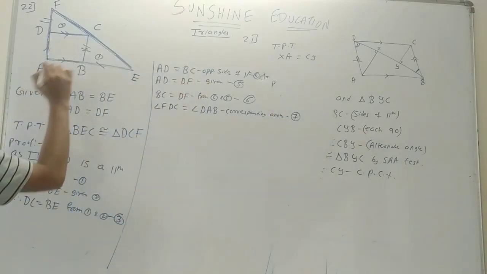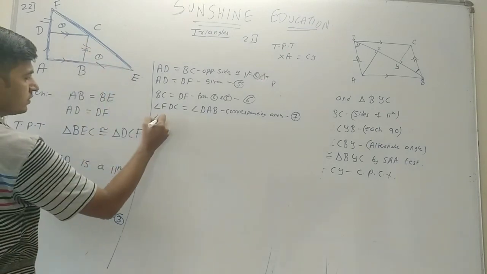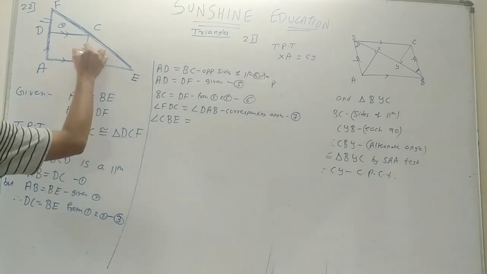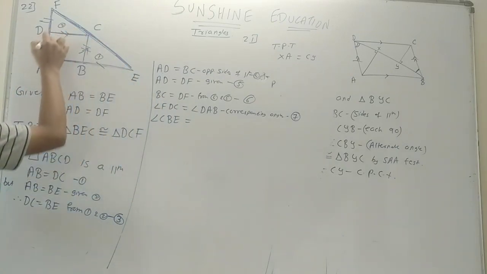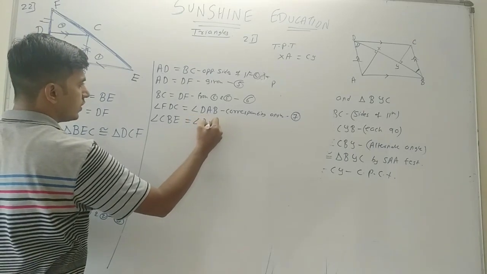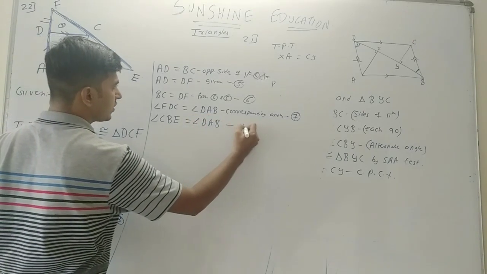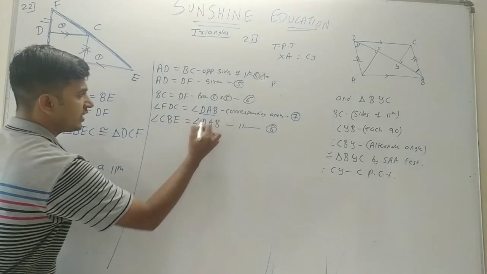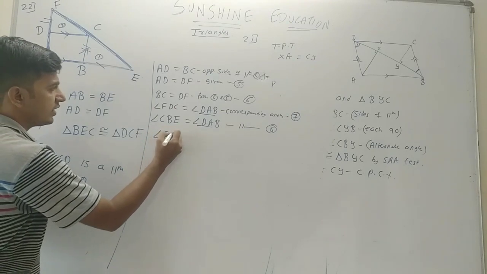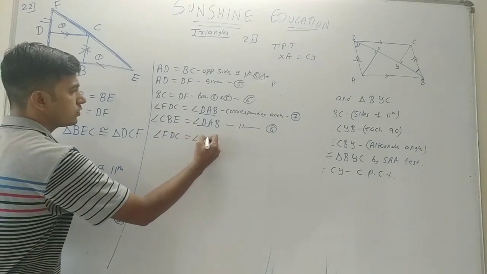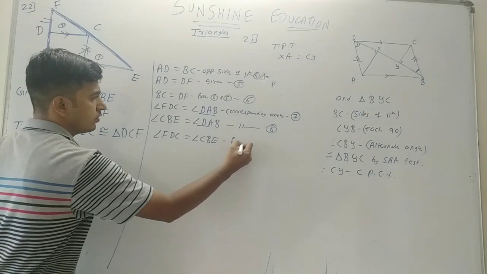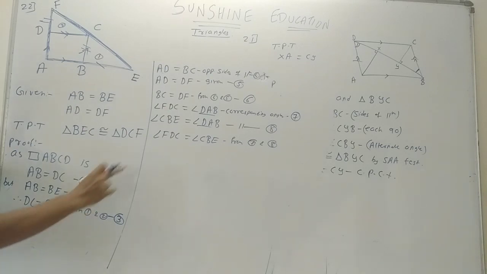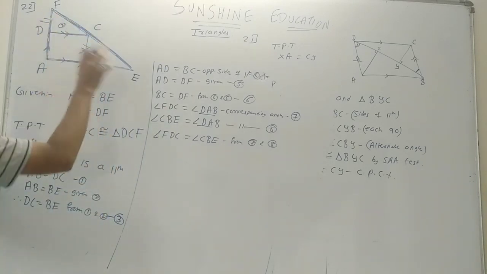Okay, similarly CBE is equal to, these lines are also parallel, right? CBE is equal to DAB. Same reason, corresponding angle. I will give this equation 8. So from 7 and 8, I can say that FDC is equal to CBE. FDC and CBE.